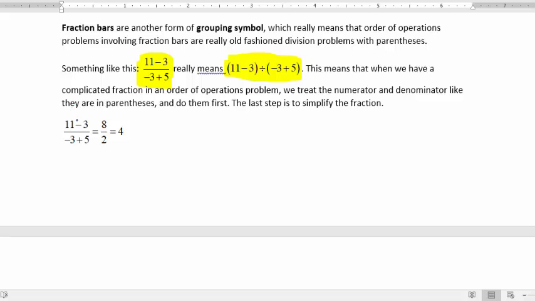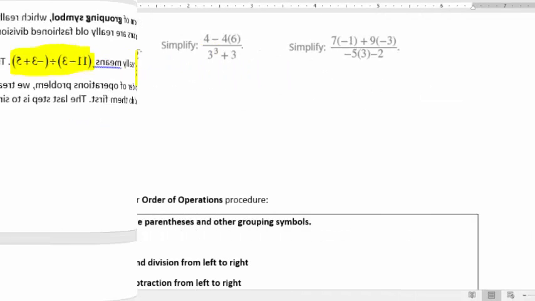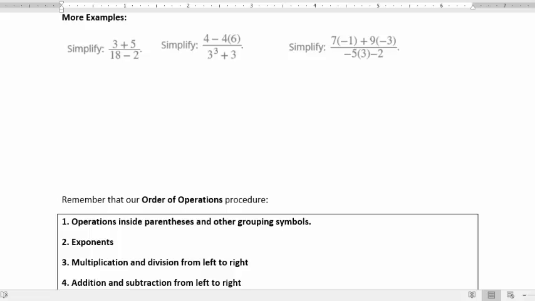So if you did 11 minus 3 over negative 3 plus 5, you do the numerator first, you get 8, then you do the denominator, you'd get 2, and then you do the division at the end. 8 over 2 is just 4. So here we see some more complicated examples of complex fractions that aren't just keep, change, flip problems, right? These are more like order of operation problems where you have to do the numerator and denominator separately and then do the division at the end. But it's no different than ones we just did, right?